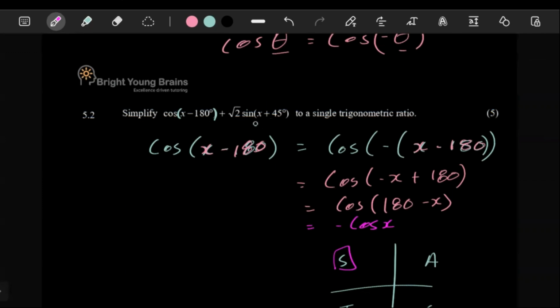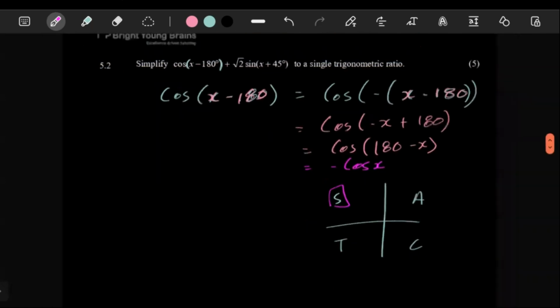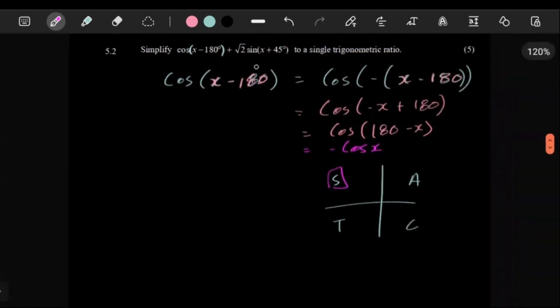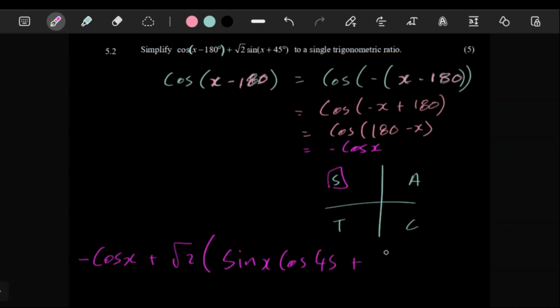The sine(x + 45) looks like we can expand using compound angles. So we're going to put here negative cos x plus square root of 2, and then in brackets you have to be careful now. Sine with a plus is just sine x cos 45, and then plus cos x sine 45.